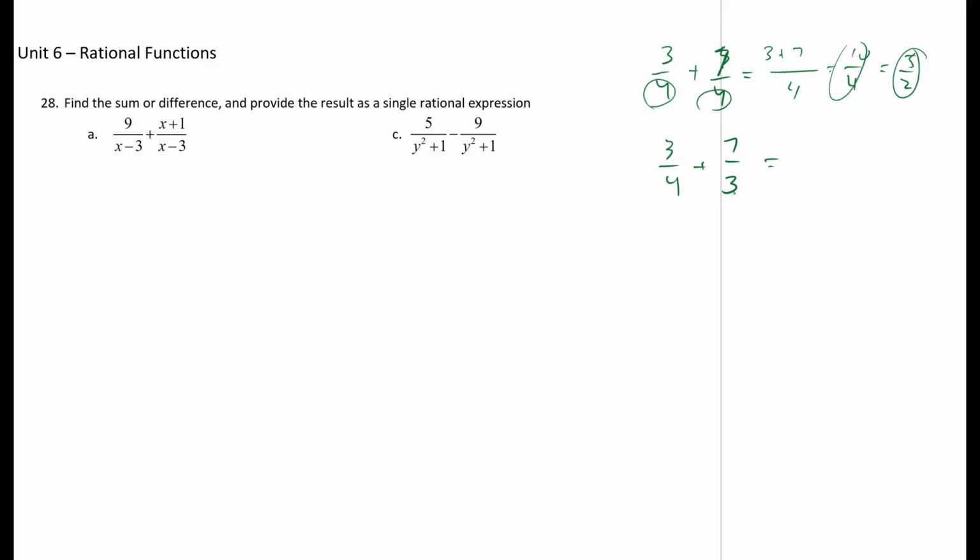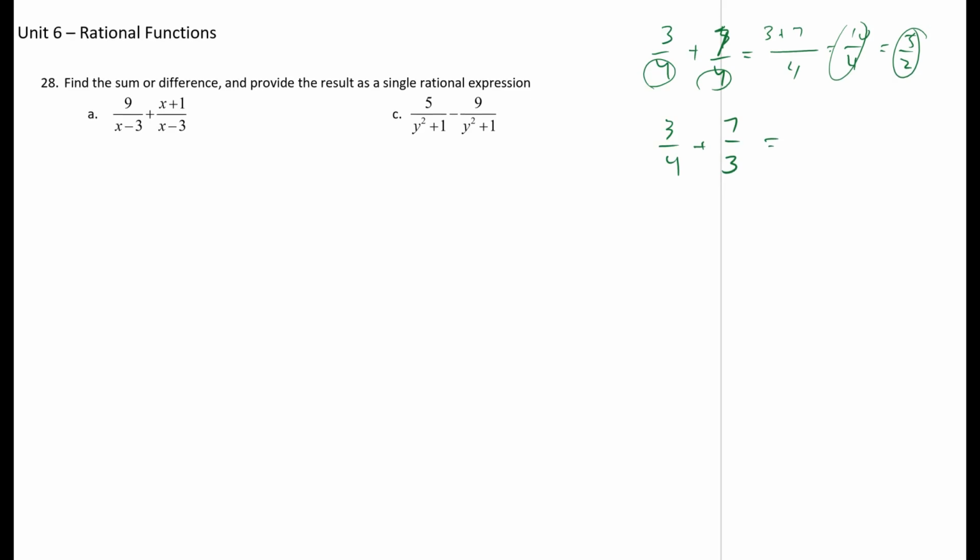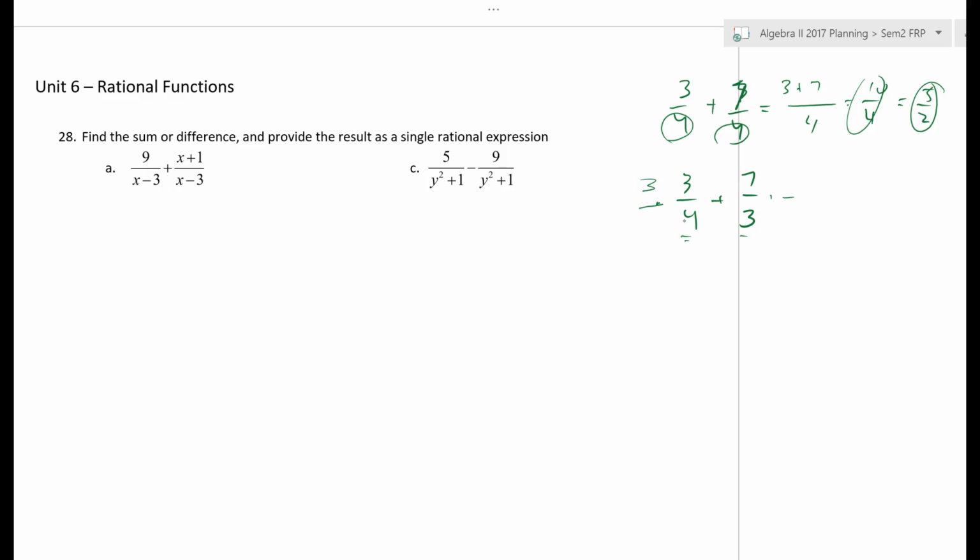I need to have a common denominator, and so the goal here is to create one by finding the least common multiple of these two things. So 12 would work, and when I do that, I have to multiply each expression by its corresponding funny form of 1. The way I convert 3/4 to 12ths is to multiply it by 3/3. The way I convert 7/3 to 12ths is to multiply it by 4/4.